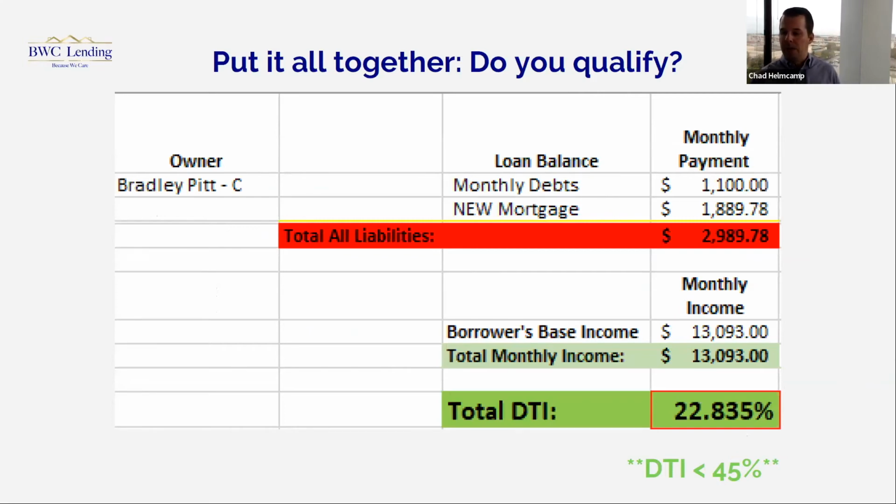At the bottom here, you'll see we want our debt to income ratio to be below 45. In some instances, on a conventional loan, we can get approvals up to 49. And then FHA and VA even higher than that, up to 57 on FHA, and VA is a whole different animal with lots of other calculations. But Brad Pitt here in this case is very well qualified.